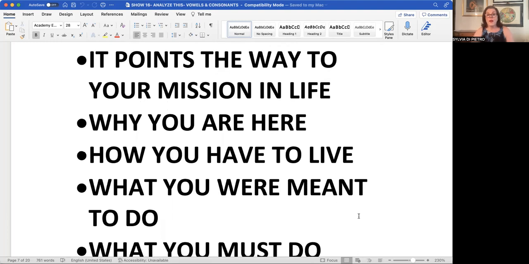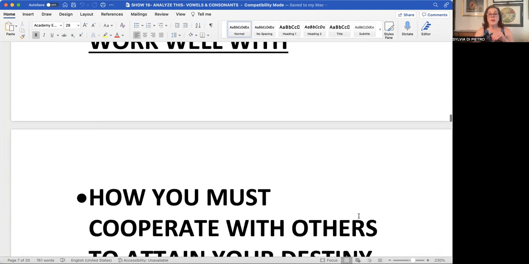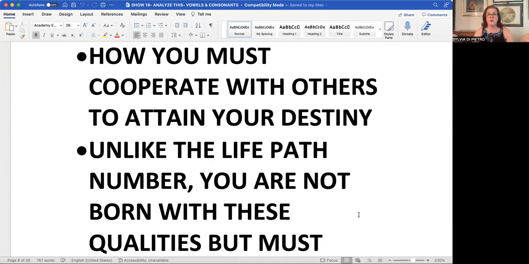It points the way to your mission in life. Why are you here? How do you have to live? What you were meant to do, what you must do, the people you will work with, the people you will encounter along the way, how you must cooperate with others to attain your destiny. Are you going to do a solo because you're very creative? Are you going to work very cooperatively with others?